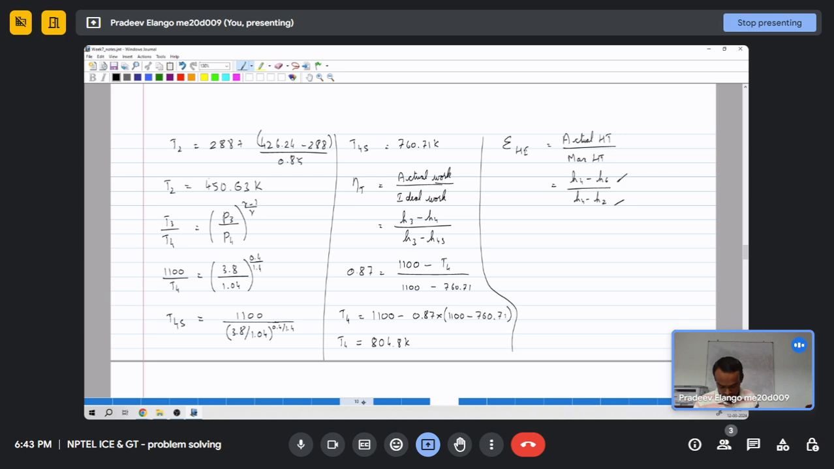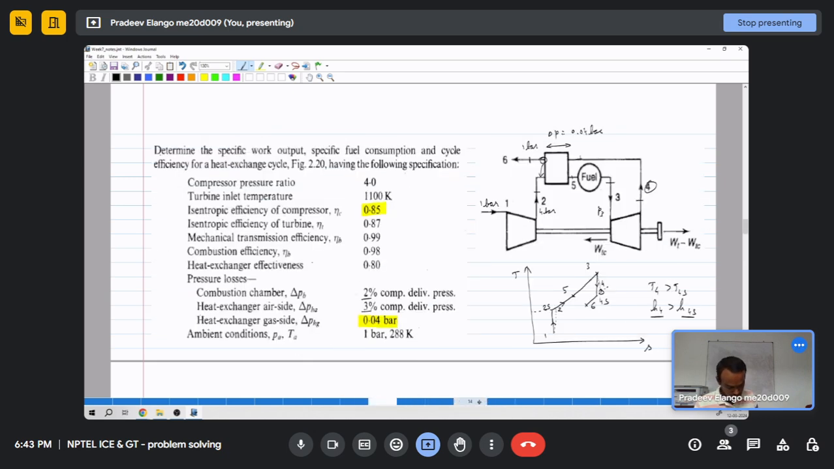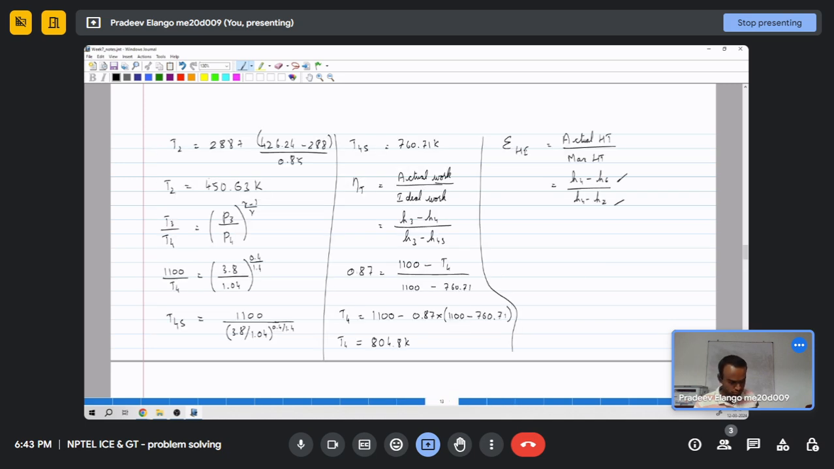So effectiveness is 0.80. So this 0.8 is T4 minus T6 by T4 minus T2. So T4 is 804.8, minus T6 which is unknown, and again this is 804.8 minus T2, which we have calculated as 450.63.